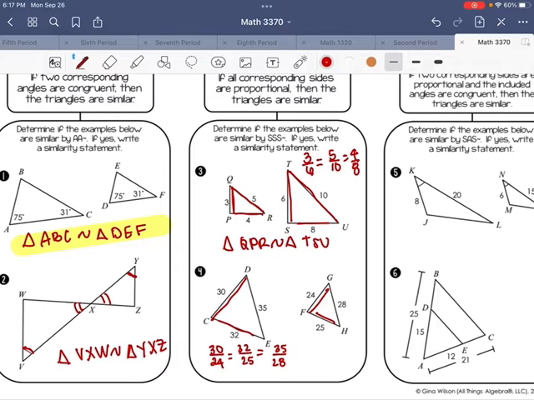So if I do 30 divided by 24, I get 1.25. 32 divided by 25, I get 1.28. So already right there, I can see that it's not equal. I'll go ahead and divide the last one. 35 divided by 28, 1.25. So they're not all equal, so this one is not similar.